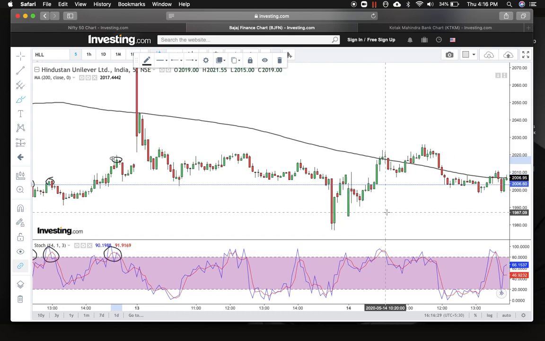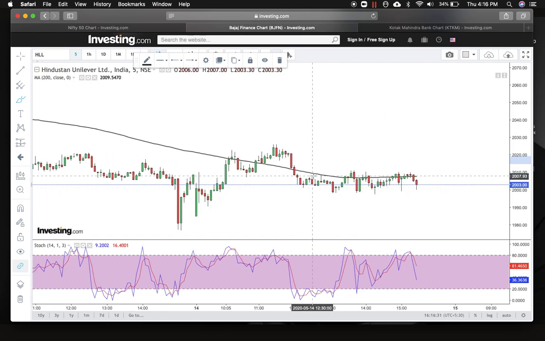Let's have a look at what happened today in HUL. Even today, HUL was below the 200-day moving average, so I'll only be shorting. I will not be taking any buy signals. There was one signal right over here, and one signal right over here, and we got one signal right here also. So we got three signals today.